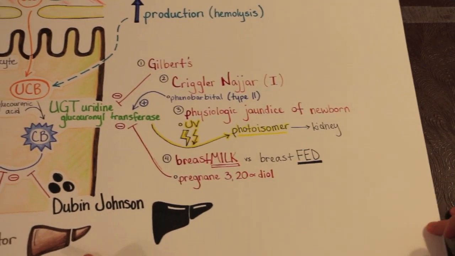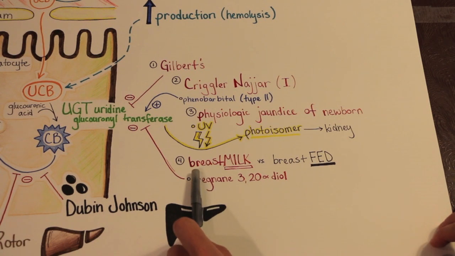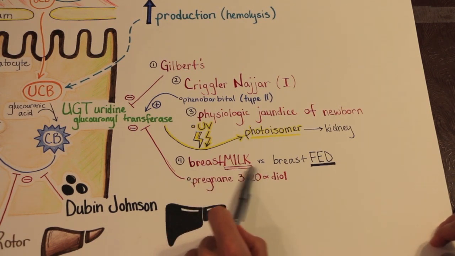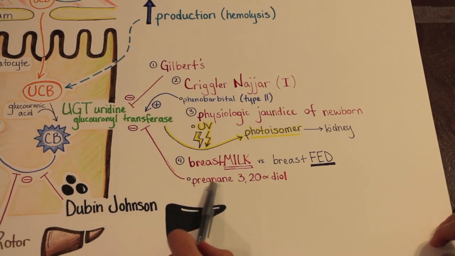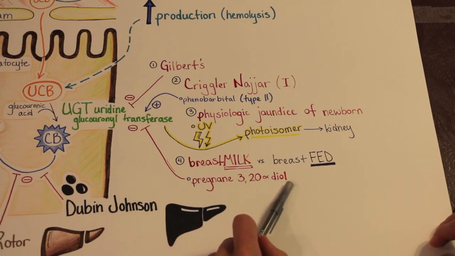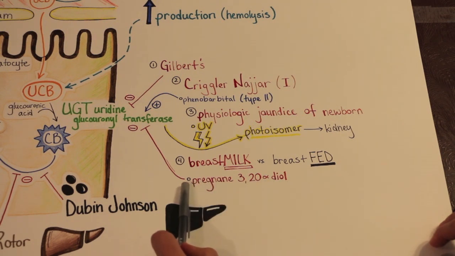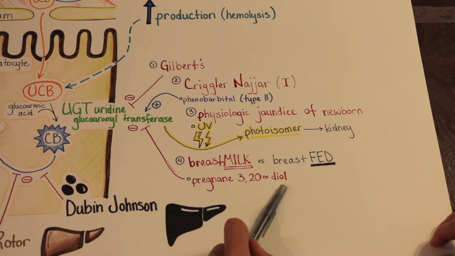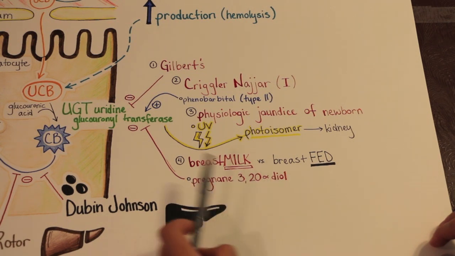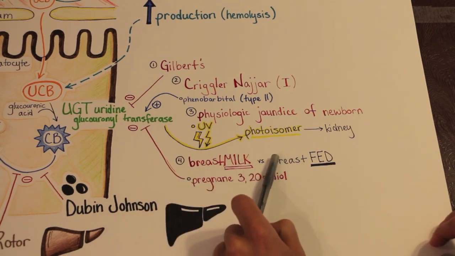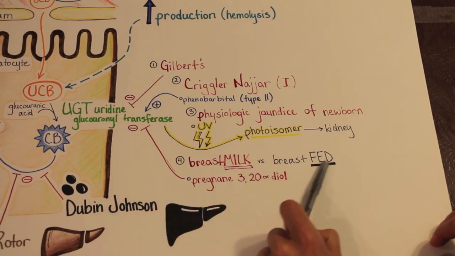And then the final cause of decreased conjugation is due to breast milk jaundice. Breast milk jaundice is a condition caused by a substance that's present in breast milk known as pregnane 3-alpha 20-alpha diol, which is going to inhibit neonatal UGT. Breast milk jaundice is going to start about 4 to 7 days after birth, so a little bit later than physiologic jaundice, and will rapidly revert after cessation of breastfeeding. Be sure not to confuse breast milk jaundice with breastfed jaundice.